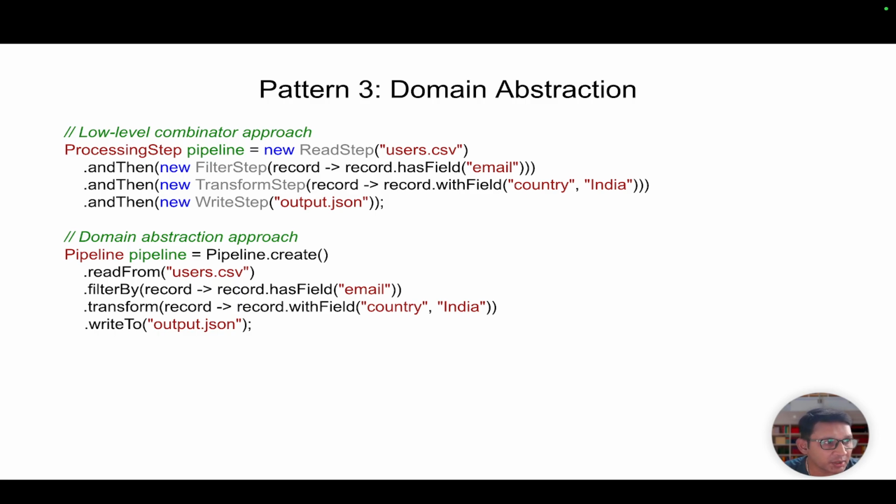Now consider the difference between the two approaches shown here. Both accomplish the same thing, but look at the difference in readability. The low level approach reads like instructions for how to accomplish something. Create a read step, then chain a filter step, then chain a transform step. The domain abstraction version reads like a description of what you're trying to accomplish. Read from users.csv, filter by email, transform by adding country, and write to output.json.